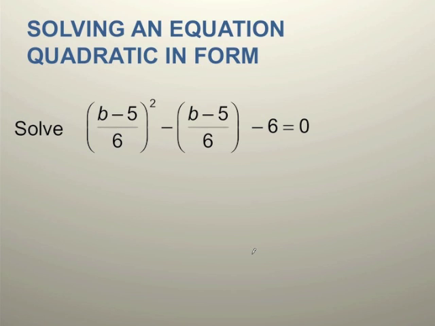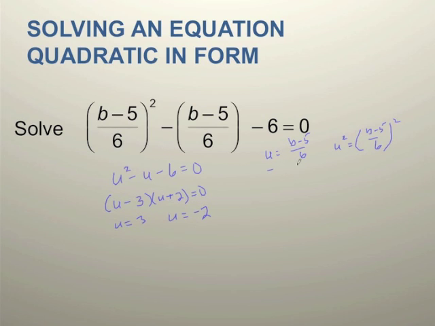Oh, this is a rather complicated form, but notice I have a (b minus 5)/6 squared and a (b minus 5)/6. So let's let u equal (b minus 5)/6. So that means u squared is ((b minus 5)/6) squared. So I have u squared minus u minus 6 equals 0. So u minus 3 times u plus 2 will factor. Negative 3 and positive 2 will give me negative 1. So u equals 3 and u equals negative 2.